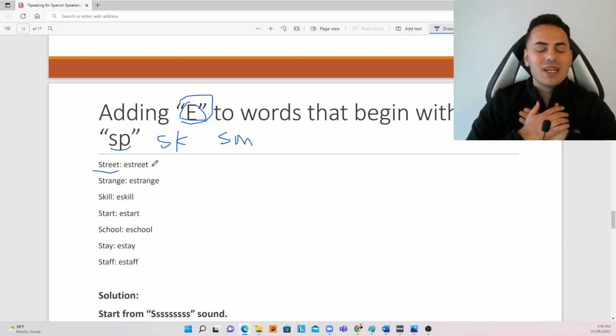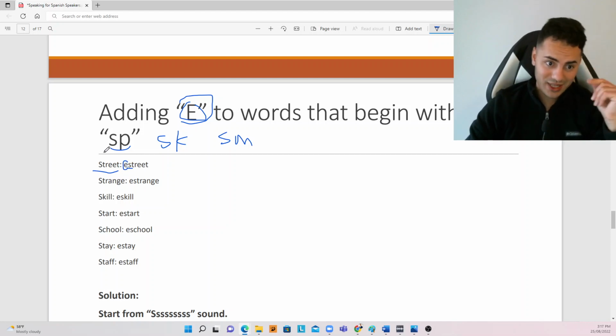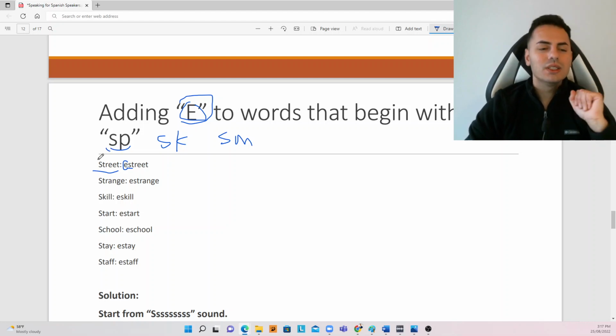With this language, in Spanish, the ST wouldn't come on its own at the beginning of a word. It must be preceded by an E. That's why they say Español. So the word street could sound like estreet. Strange is estrange. Skill is eskill. Start is estart. School is eschool. Stay is estay. Staff is estaff.